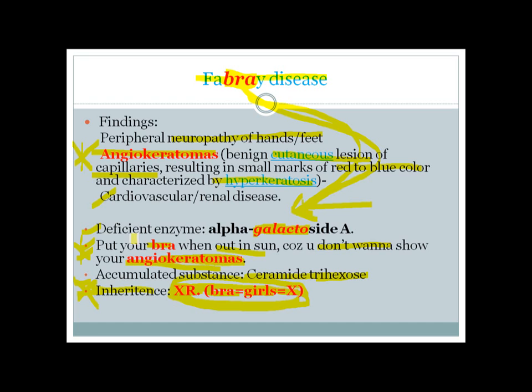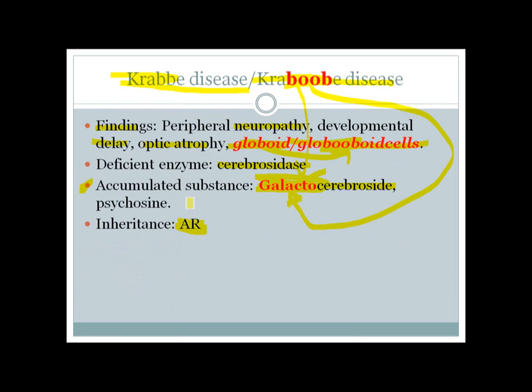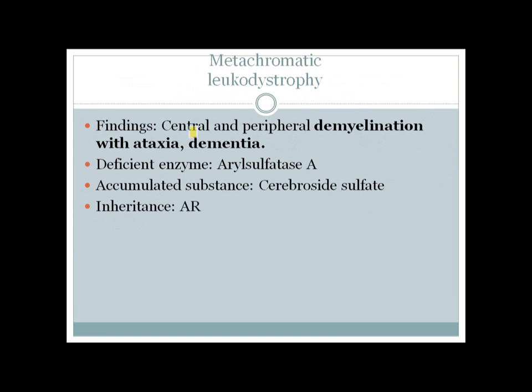And in case of Fabry, the deficient enzyme is alpha-galactosidase. So the people with Fabry disease do not have the bra, so they do not have the galacto, because I don't know why. Maybe because they don't put on a bra, their breasts are damaged or something like that. And as they don't put on their bra, they are showing their angiokeratomas. So in case of Fabry disease, you have a deficiency of alpha-galactosidase A. In case of Kraboob disease, you have a deposition of galactocerebroside and also psychosine.